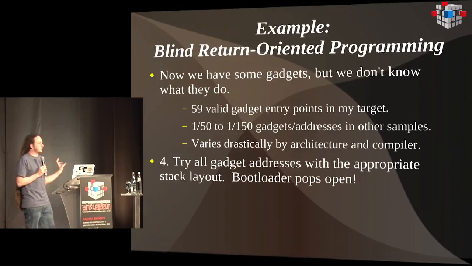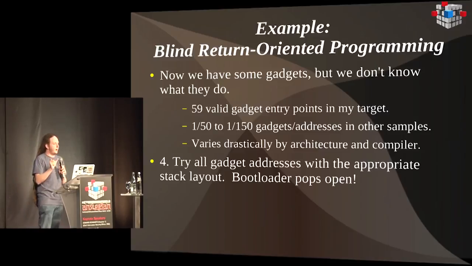In a few different programs for this microcontroller that we tried, there were between 50 and 150 valid instruction words of the program per valid entry point of gadget. This varies drastically by the architecture and the compiler, but for all embedded systems, it's rather low. So the fourth step is to try each of these out with the appropriate stack layout, just shuffling the order up until it works. Eventually, this will drop into the bootloader, and as it drops into the bootloader, we will have already elevated our privilege, and we can then politely ask it for a copy of firmware, and it will read it back to us.